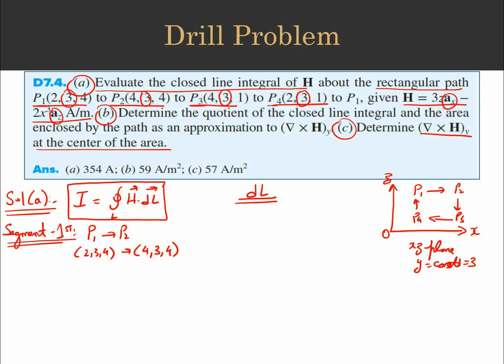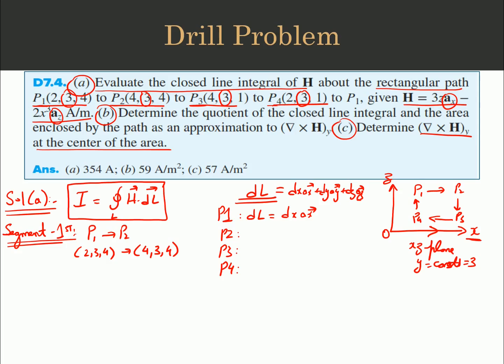So for path 1 we will have a certain value of dl, and likewise for path 2, path 3 and path 4. When we move from P1 to P2, we are moving along the positive x-axis. So dl in the rectangular coordinate system is dx along the unit vector ax plus dy along ay plus dz along az. Since we are only moving from P1 to P2 parallel to the x-axis, dl is only going to have a value of dx along ax.